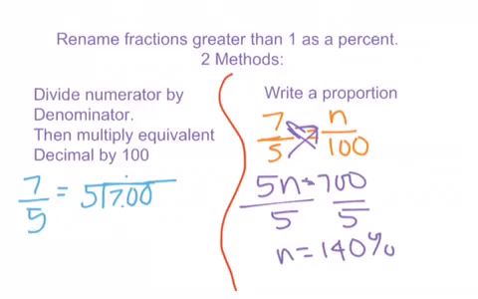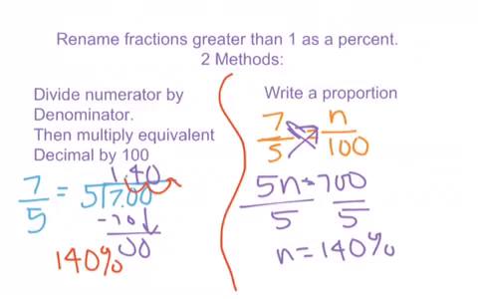If I want to divide the numerator and the denominator, set it up as such. 5 goes into 70 14 times. Minus 70, bring it down. 5 goes into 0 zero times. So the last step after you get your quotient is to then move that decimal point over twice. So there is a decimal, so it's 140%.